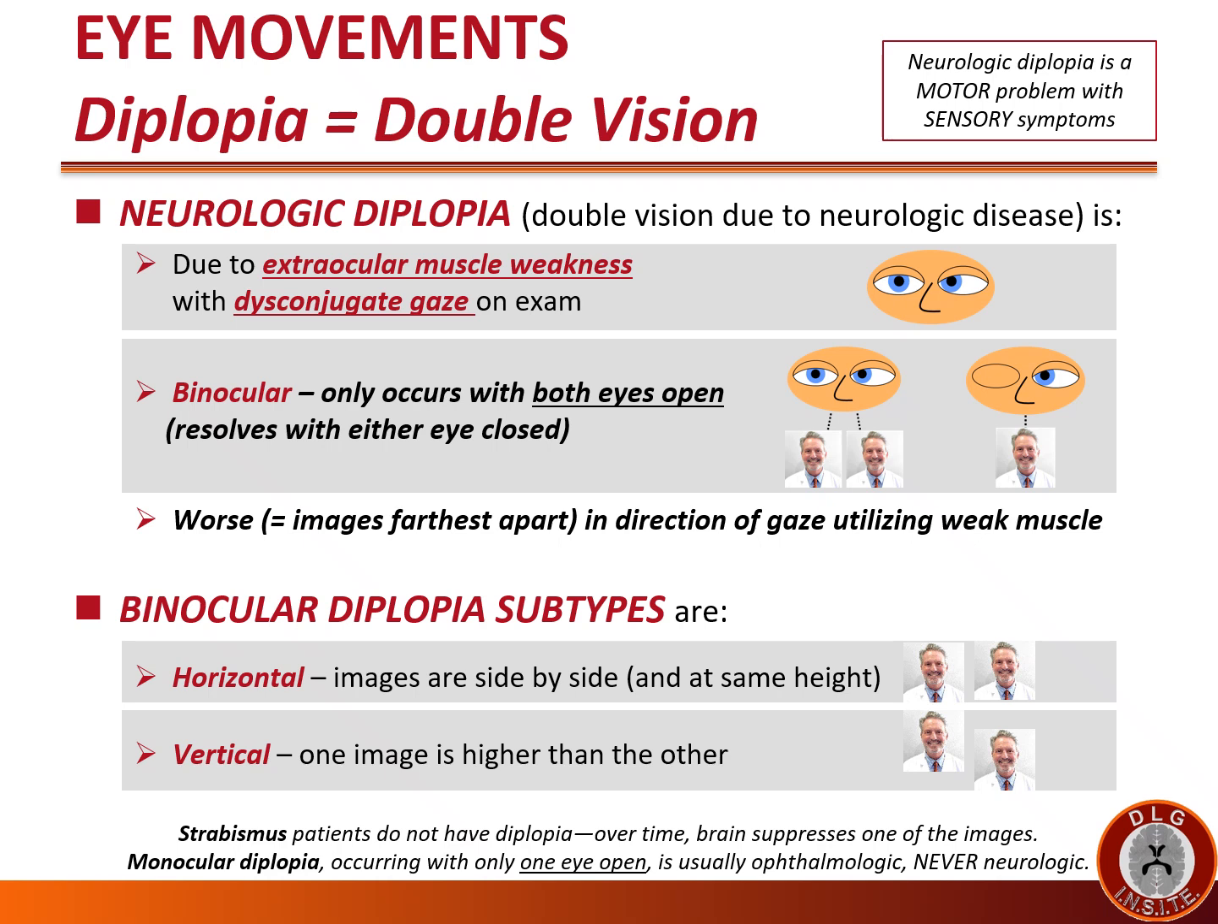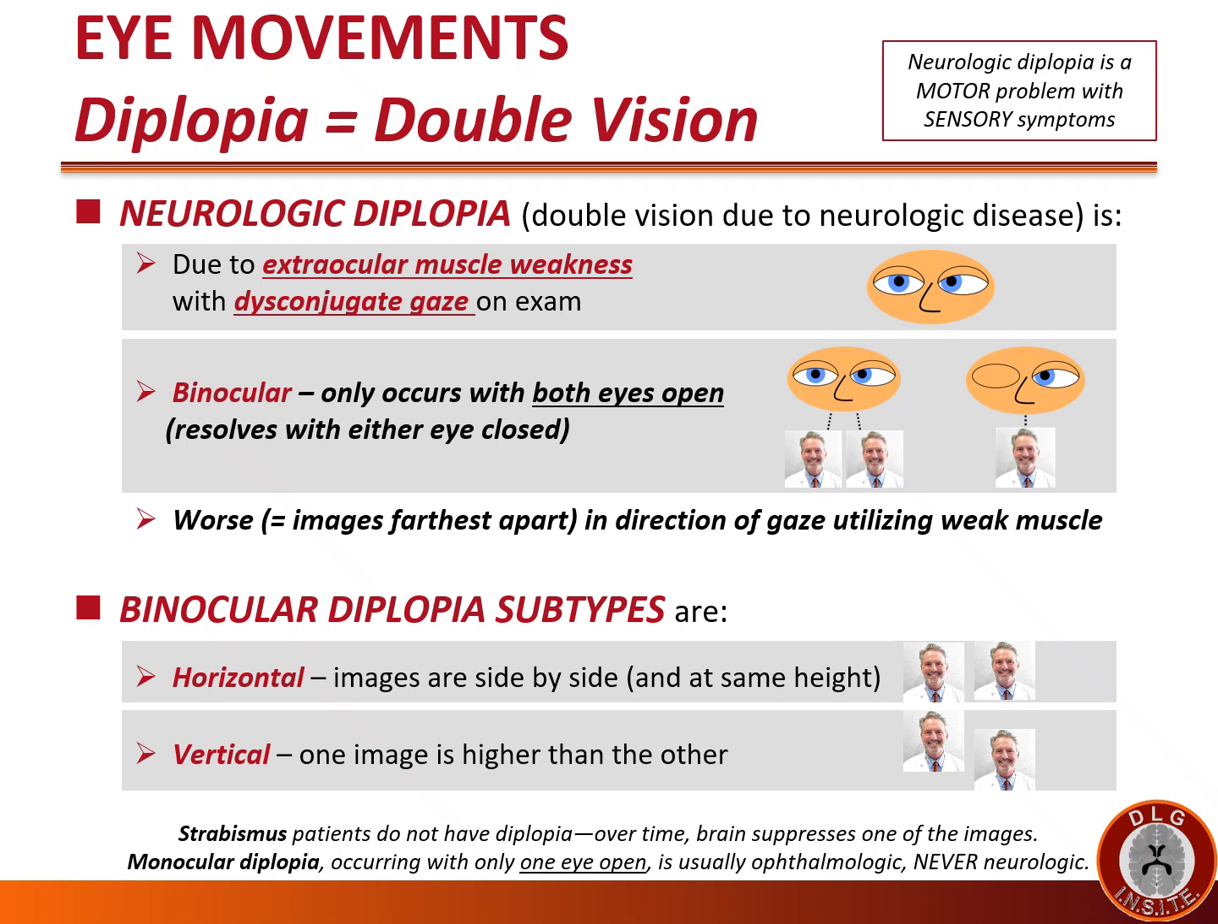Diplopia means double vision, in which a patient sees two items instead of one. Neurologic diplopia, that is to say, double vision due to a neurologic dysfunction, is a motor problem with sensory symptoms. Neurologic diplopia is always due to extraocular muscle weakness. And on exam, the patient has what we call dysconjugate gaze, dys, abnormal, conjugate, conjoined, so not conjoined eyes on exam. The eyes aren't looking at the same thing.